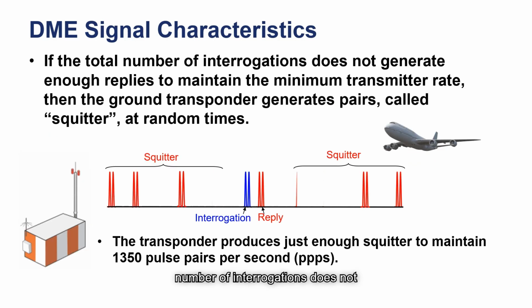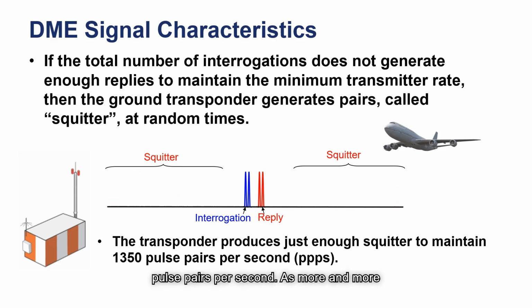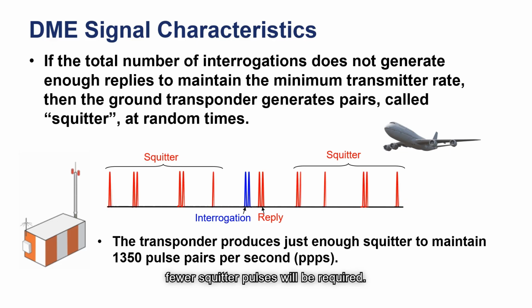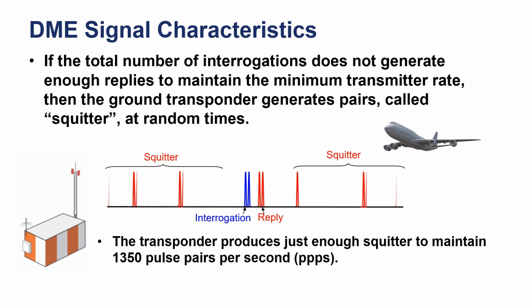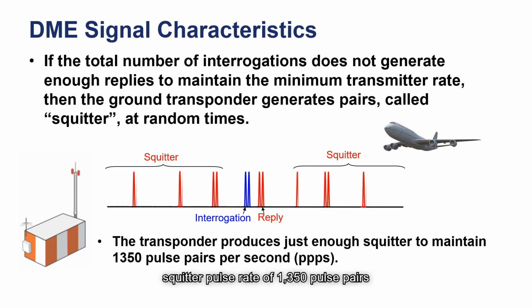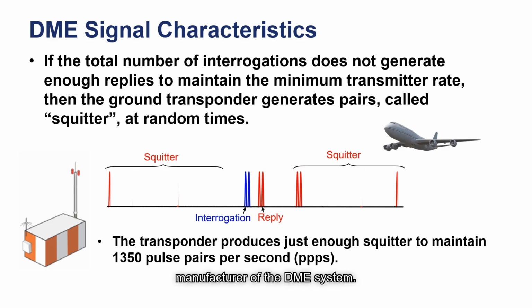If the total number of interrogations does not generate enough replies to maintain the minimum transmitter rate, then the ground transponder generates pairs called Squitter at random times. Squitter is the number of random filler pulses generated to maintain an average transmitted output pulse rate of 1,350 pulse pairs per second. As more and more aircraft interrogations are decoded, fewer Squitter pulses will be required. It's also important to note that the Squitter pulse rate of 1,350 pulse pairs per second could differ depending on the manufacturer of the DME system.